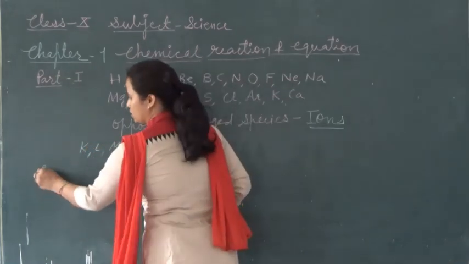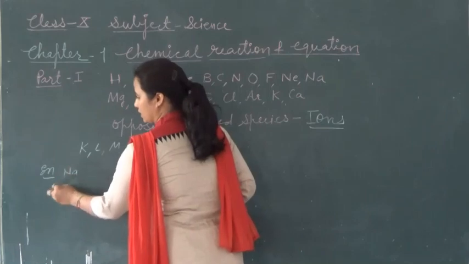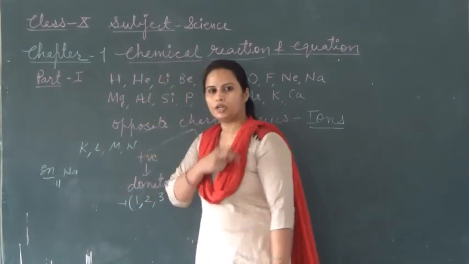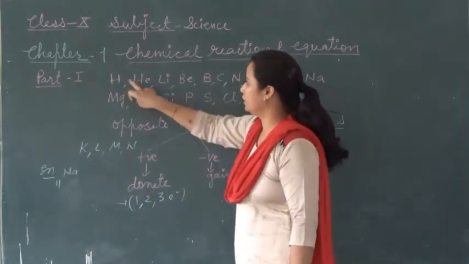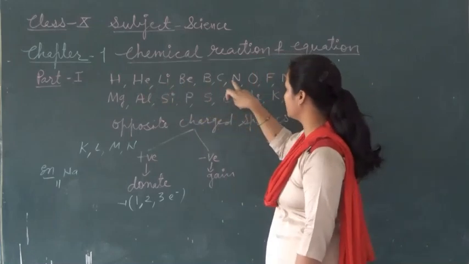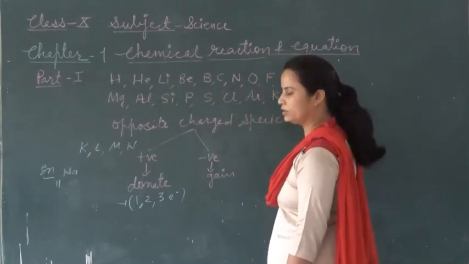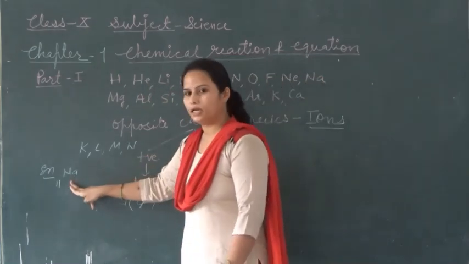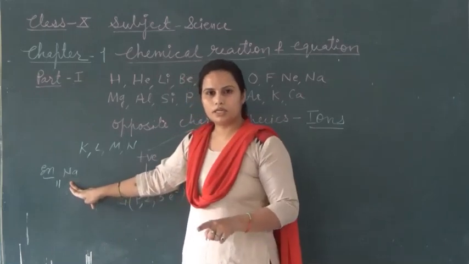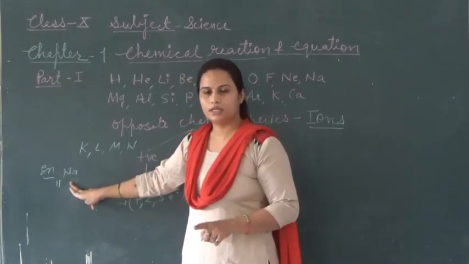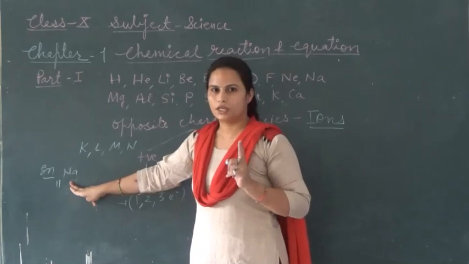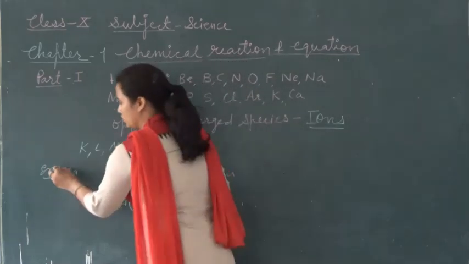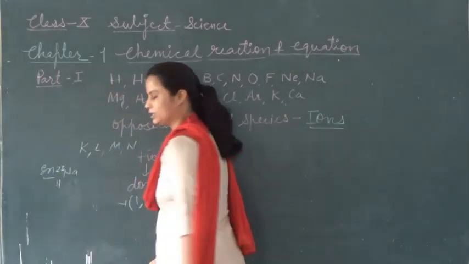For example, sodium. The atomic number of sodium is 11. Look here: 1, 2, 3, 4, 5, 6, 7, 8, 9, 10, 11. It means the number of protons is 11, the number of electrons is 11, but the number of neutrons is 12. That's why the mass number of sodium is 23.